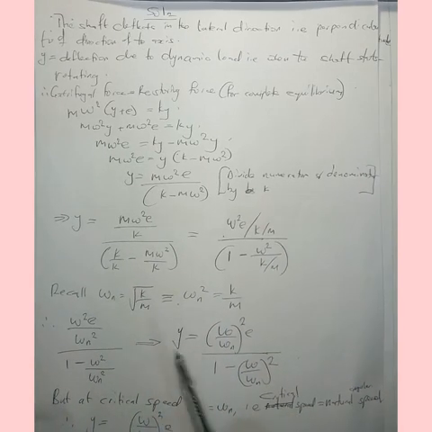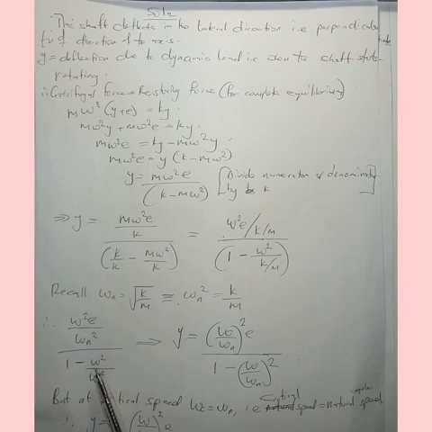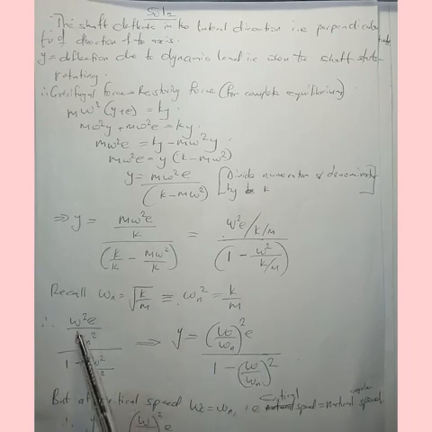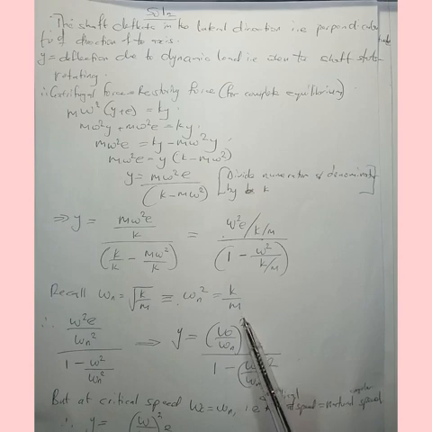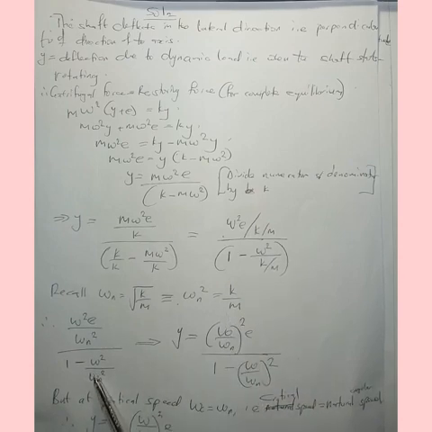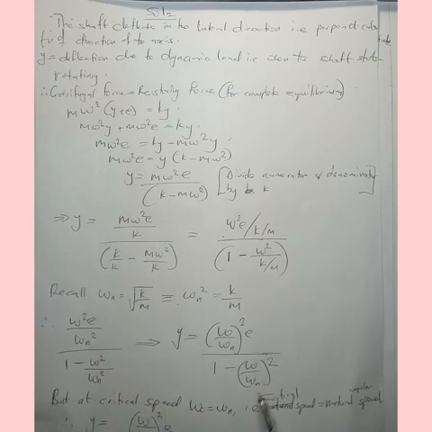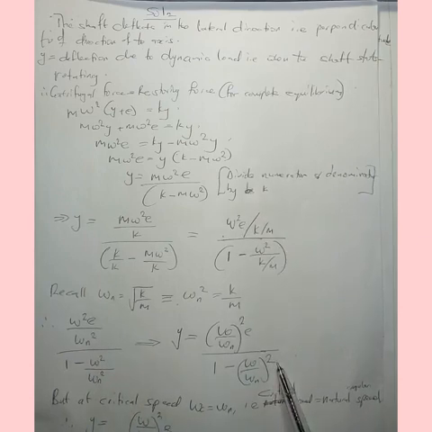So now from here we are going to get this. All we need to do is open the brackets. Since it is squared, we open the bracket and then put the square. So this square is going to affect both here. The same thing here: 1 minus, open a bracket, omega over omega n in brackets, then you put your square outside.